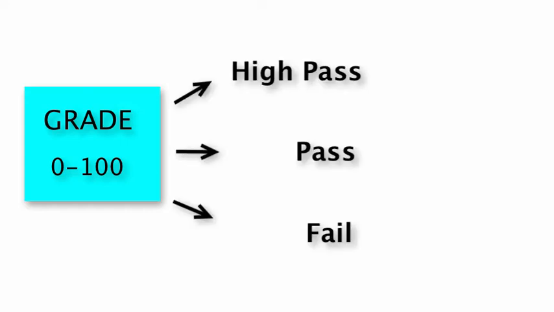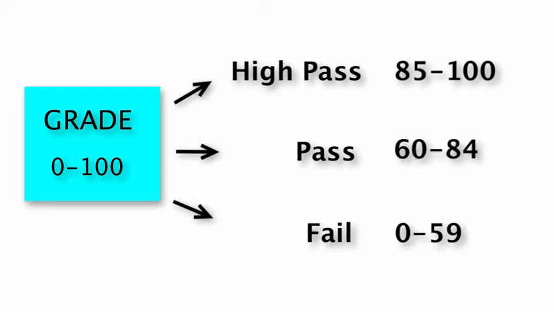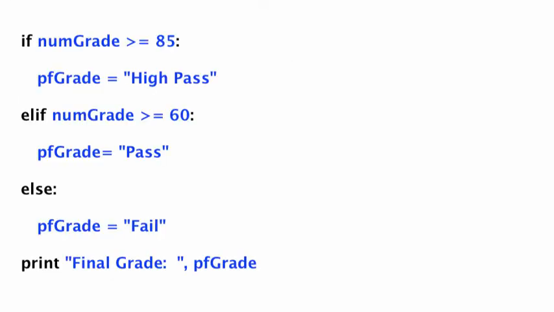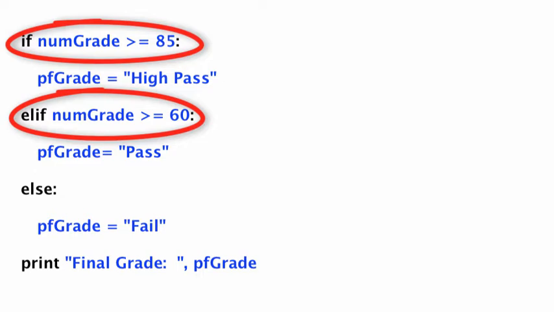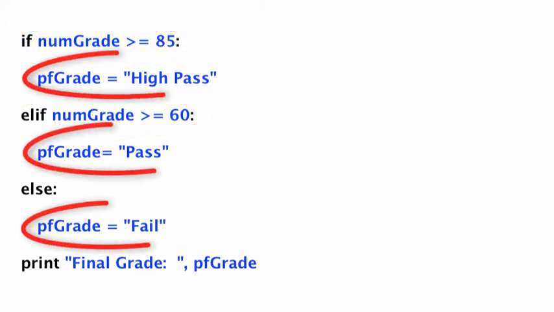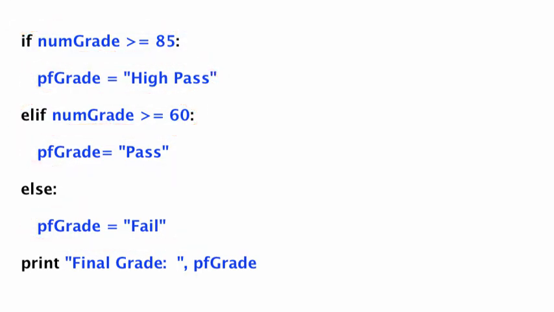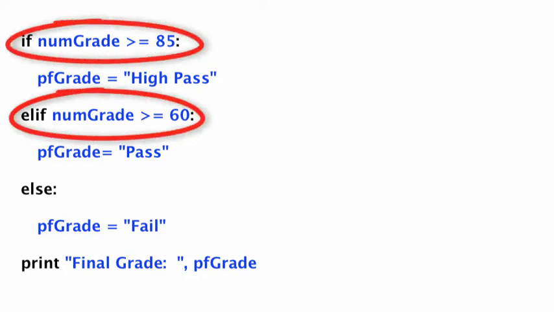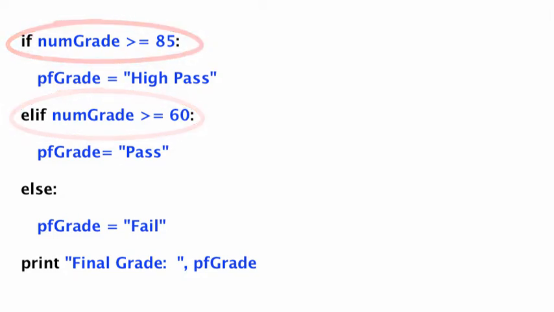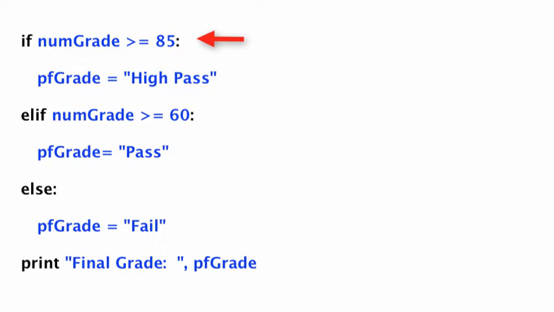Remember that a numeric grade over 85 is a high pass, between 60 and 84 is a pass, and 59 or below is a fail. Recall that the if-elif statement tested the numeric grade against the lower bound of each of the grade ranges to determine the pass-fail grade. As a first step, let's look at converting the original condition tests directly into a sequence of if statements. The first condition, num grade greater than or equal to 85, can stay the same. The second condition now becomes if num grade greater than or equal to 60, and it keeps its associated else.